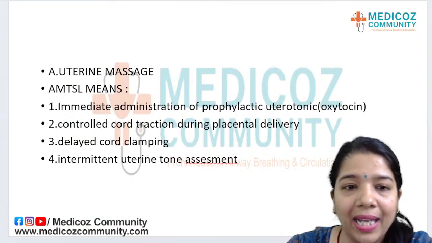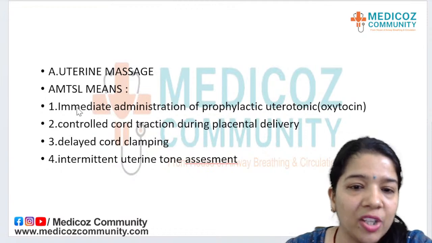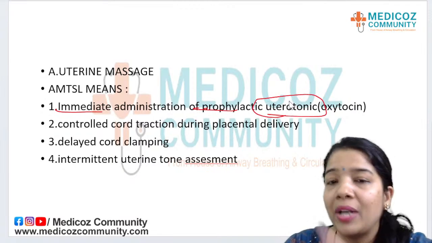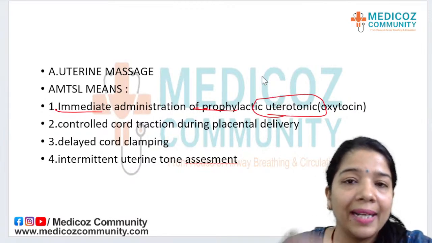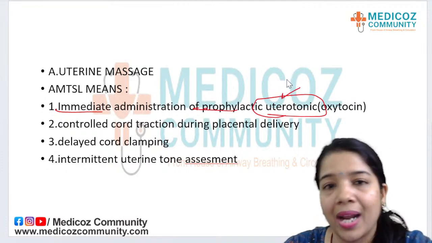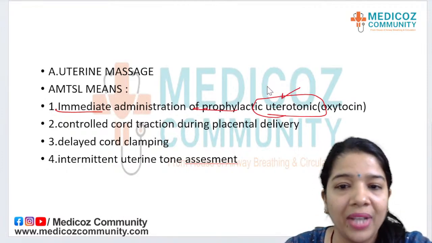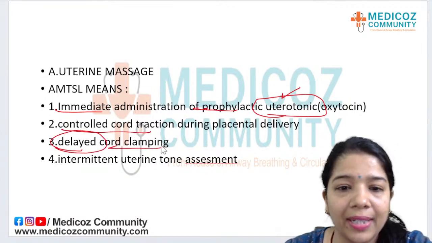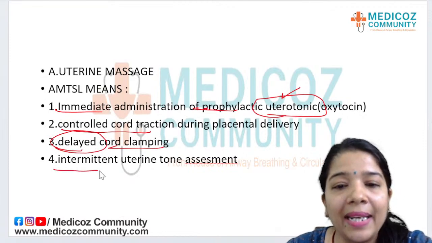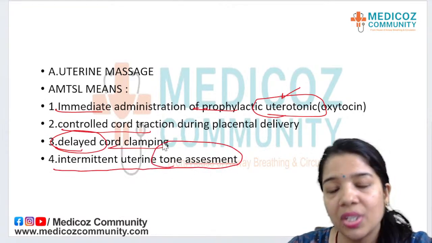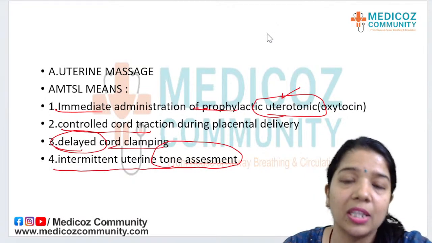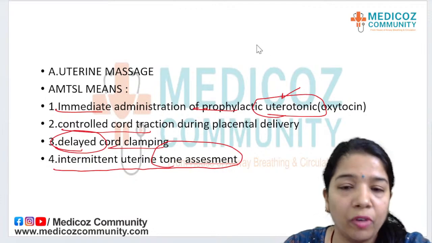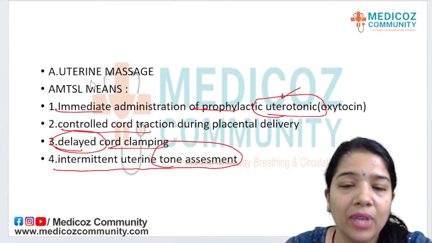Why? Let me clarify that also. The 4 points of active management are immediate administration of prophylactic uterotonic. So don't think ergometrine is the wrong answer, because the guidelines say that a uterotonic, anything which contracts the uterus, can be given after the delivery of the anterior shoulder. Controlled cord traction, delayed cord clamping. Please remember, delayed cord clamping is there, not early cord clamping. And intermittent uterine tone assessment. You just have to intermittently see whether the uterus is contracted properly or not. There is no role of uterine massage which is advised regularly for patients. So the answer for that will be uterine massage.